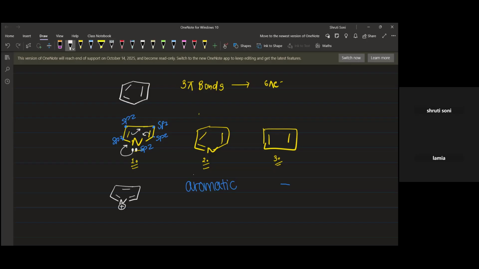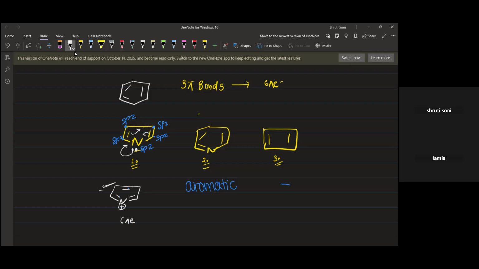Now, from this structure, you identify whether the given compound is aromatic or not. So it's sp2, so then it would also be cyclic, right? And then how many pi electrons are here? It would be 3 pi bonds, so 6 pi electrons. So does it follow Huckel's rule? Yes, absolutely. So this is aromatic.